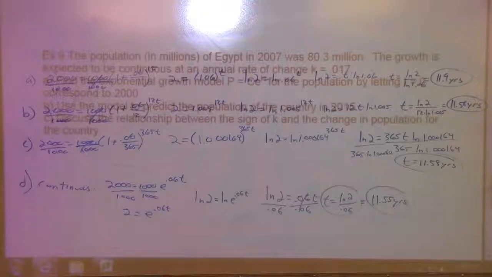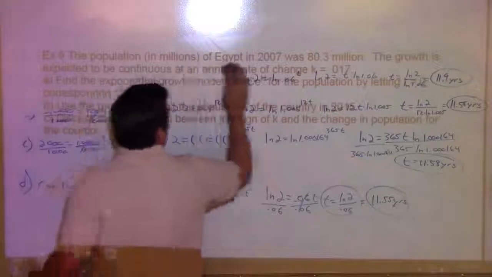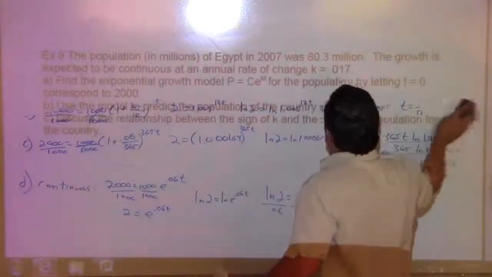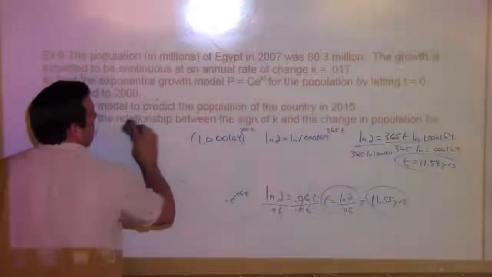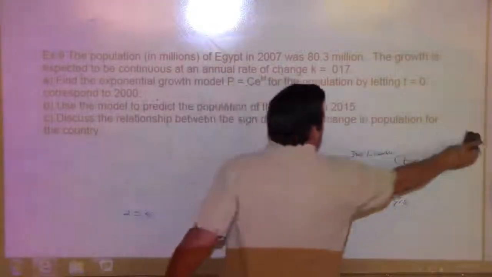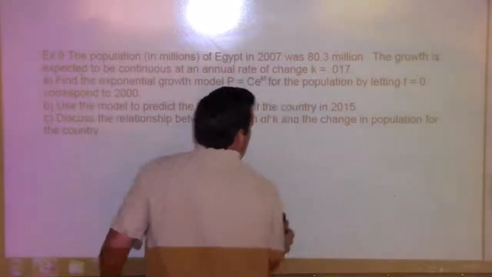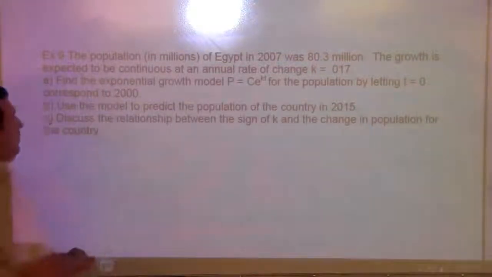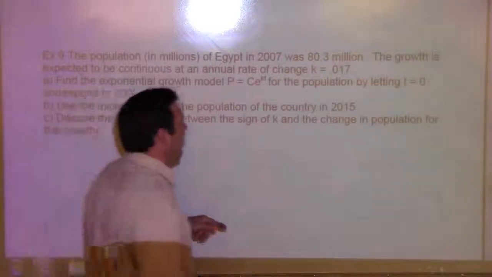So the population in millions of Egypt in 2007 was 80.3. The growth rate is expected to be continuous at an annual rate of k being 0.017. Find the exponential growth model P equals C e to the kt for the population by letting t equal 0 in 2000. Use the model to predict the population of the country in 2015 and discuss the relationship between the sign of k and the change in population.